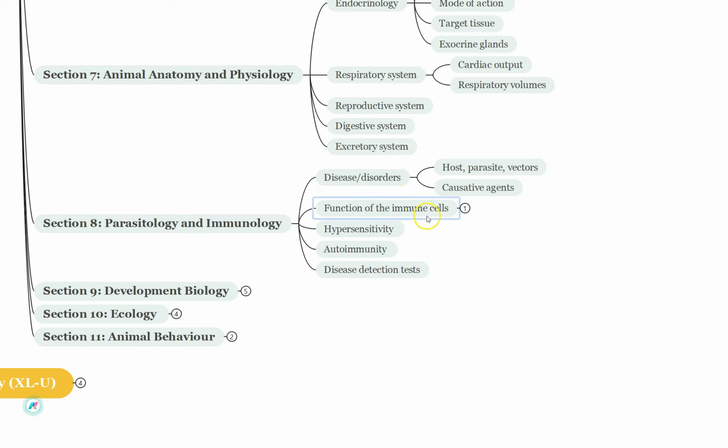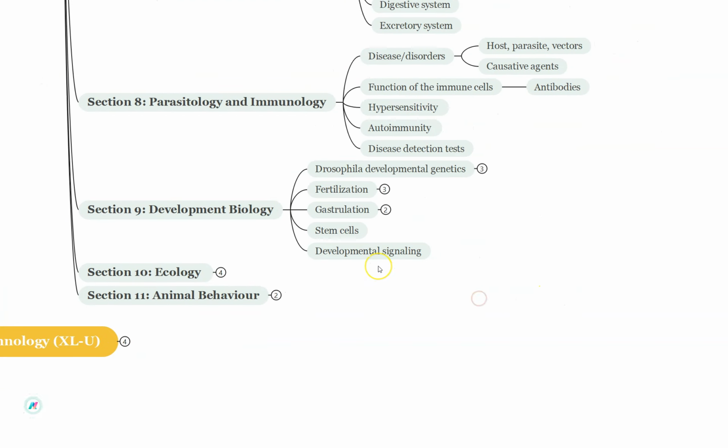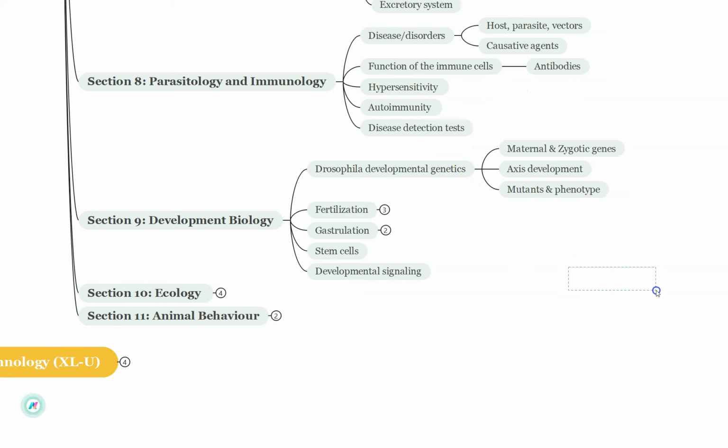Then you have the antibody functions of the immune cell. There you have antibody functions and hypersensitivity, autoimmune diseases and their detection tests like Vidal, which is for typhoid. These questions can also be seen. Yes, being zoology, developmental biology is a part of it. So first of all, Drosophila is important.